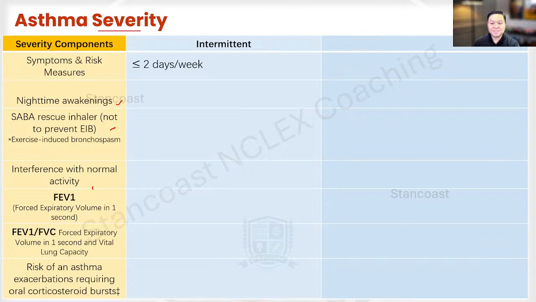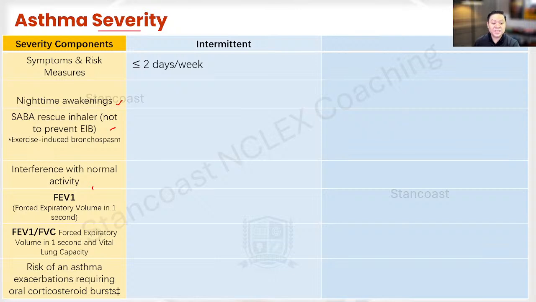So what does this mean? Well, the person will have symptoms less than or equal to twice in a week. Okay, so the person here with an intermittent case of asthma is going to have that a few times a week. All right. Now, as far as the nighttime awakening, this is going to indicate how often the asthma is going to wake them up.